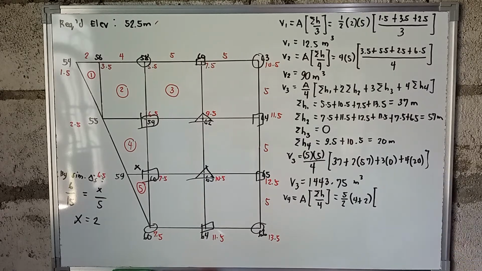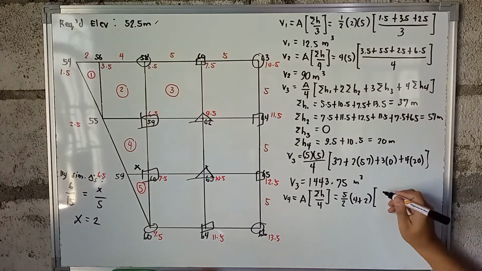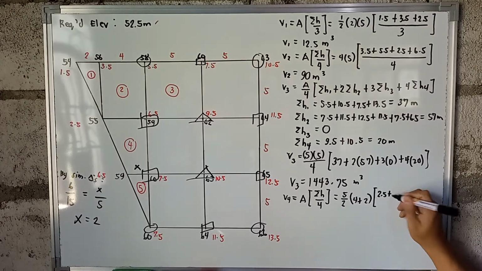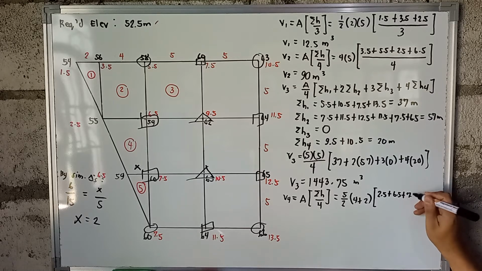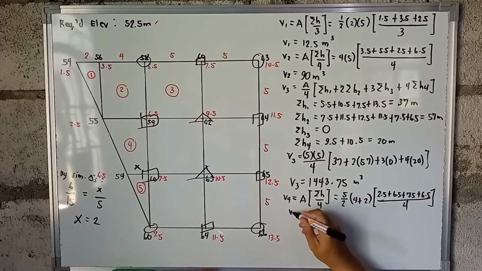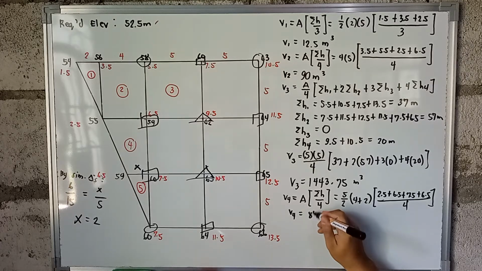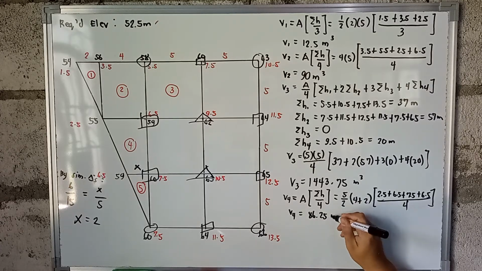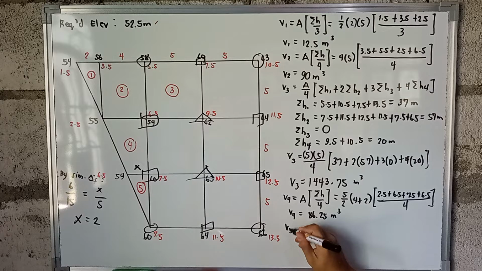Multiplied by yung mga heights niya, 2.5 plus 6.5 plus 7.5 plus 6.5 all over 4. So the value of our V4 is now equal to 86.25 cubic meters. So next, hahanapin natin is the value of our V5.